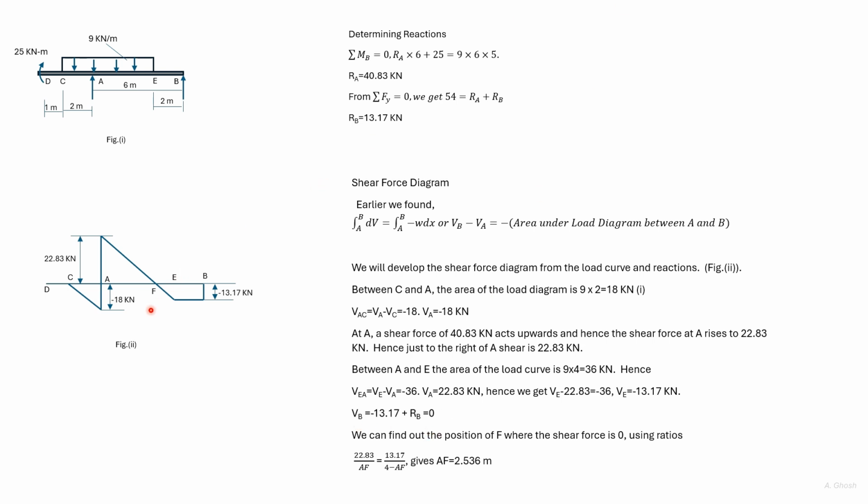We can find out where F is, so 22.83 divided by AF is equal to 13.17 divided by FE, from which we get AF is 2.536 meter.